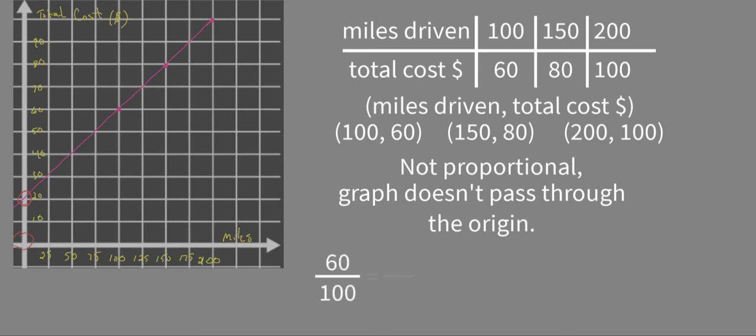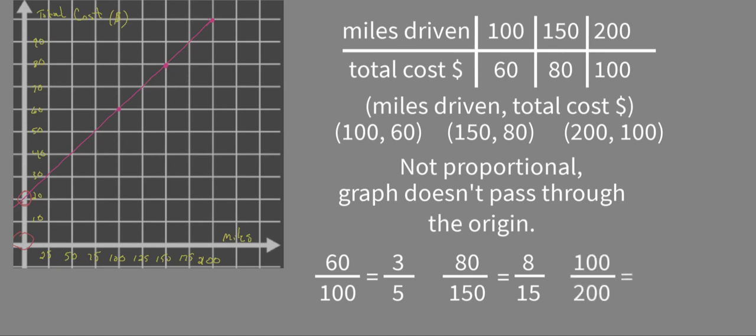So that equals 3/5. 80 to 150 equals 8/15. And 100 to 200 equals 1/2. So because these aren't constant, that does verify that it's not proportional. And we weren't asked to do that, but it's always a good idea to check your solutions if you can.